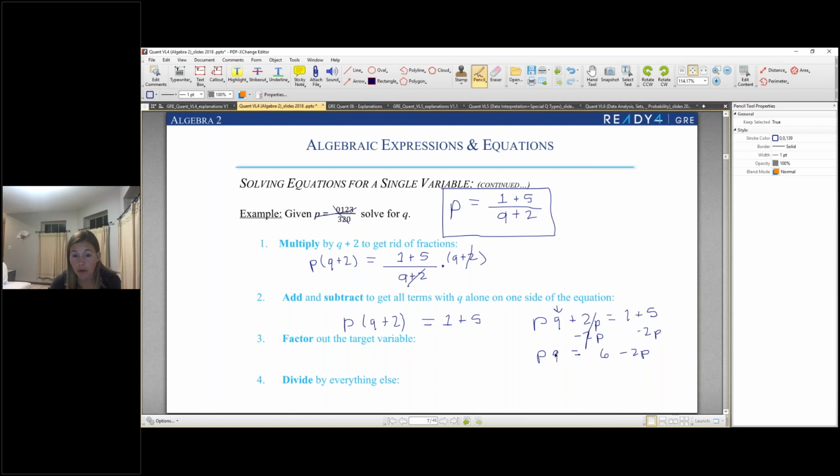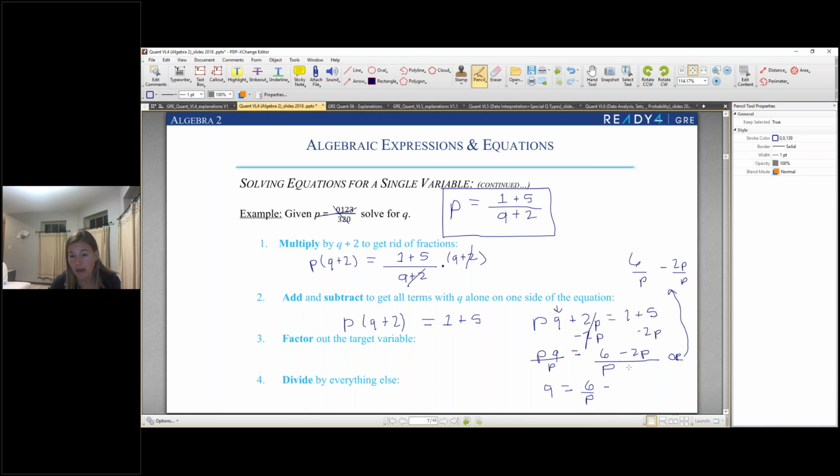Now, to get Q truly alone, we have to deal with the things that are attached to it. So now we're going to divide by P. Now we're left with Q is equal to 6 over P minus, remember that we could have 6 minus 2P, or that you could rewrite this as 6 over P minus 2P over P. That would be the same thing.